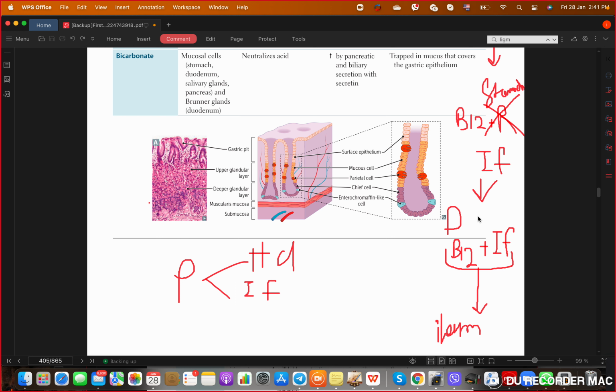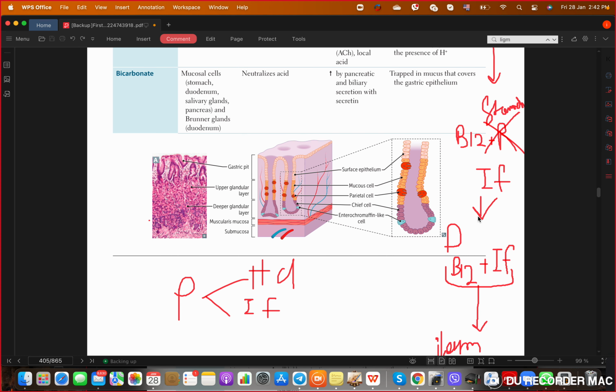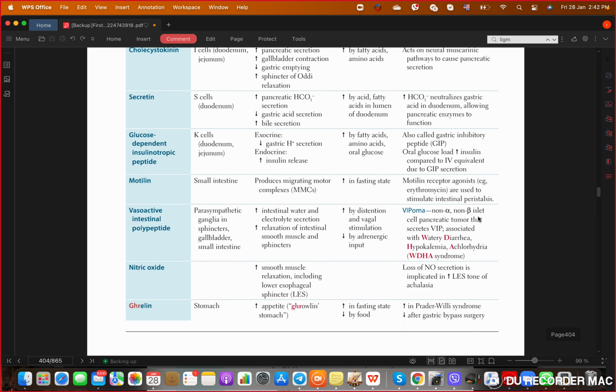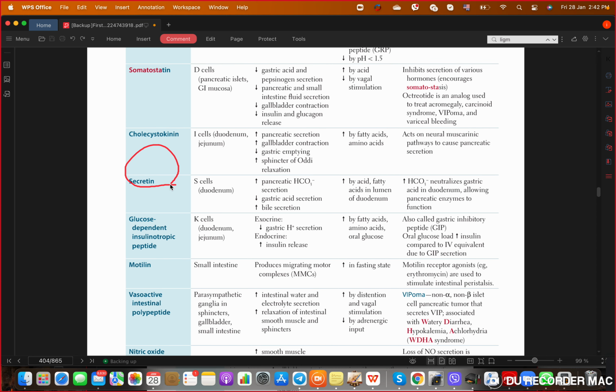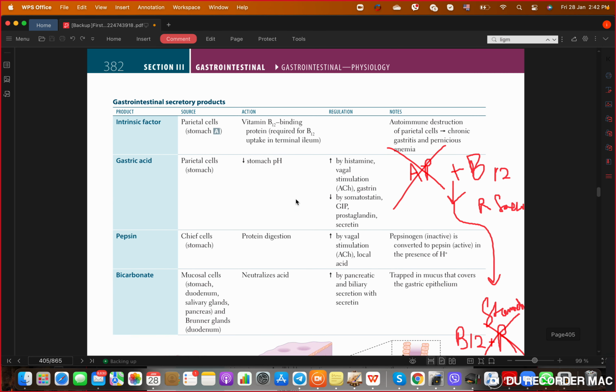One second, Doc. You're talking about bicarb right now. Isn't bicarb stimulated by secretin, Doc? The S cells in the duodenum? Can you repeat that, please? You said the pancreas helps in creating bicarb, right, Doc? Yes. But I thought it is because of the secretin cells in the duodenum that gives more bicarb. Well, the secretin cells increase the pancreatic bicarb secretion. Oh, okay. Got it. Understood, Doc.